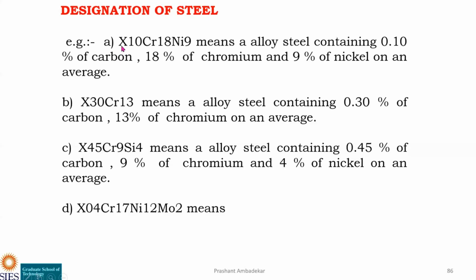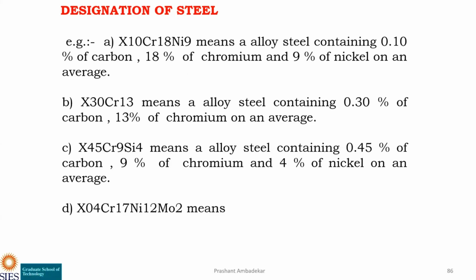So I was talking about this letter X. Even if the letter X is not there, I can still guess that this is a high alloy steel. Why? Because this 9 indicates the content of an alloying element, and which is the alloying element? Nickel. This 18 indicates the content of an alloying element, and which is the alloying element? It is chromium. So there is no manganese content in this.